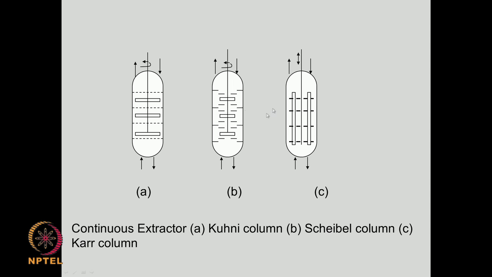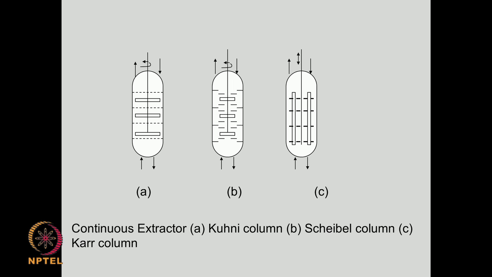Again more designs. This is a continuous extractor, this is called a Cooney column. Okay. So, you have sieve plates as well as agitation here. Then you have Schiebel column, you have small compartments and then we have agitator. So, each compartment is like a stage. And then the next one is Carr column, here the agitator moves up and down, unlike this where it rotates, whereas here it moves up and down. So, all these designs are meant to bring in some intimate contact.